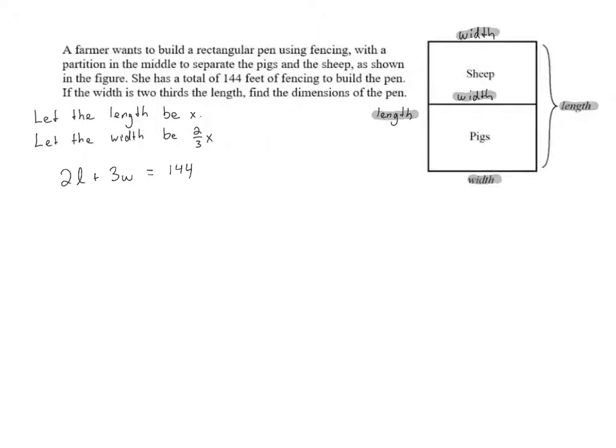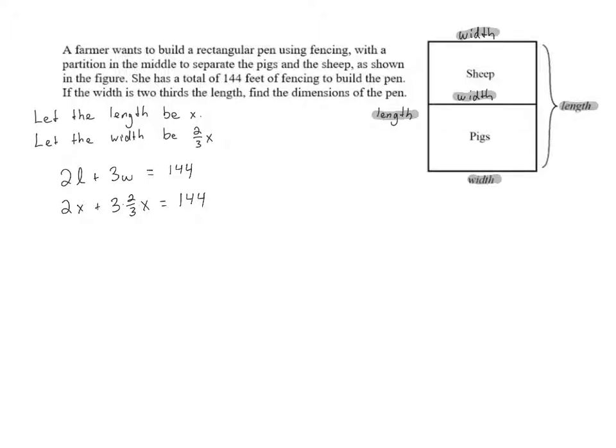And now what we're going to do is replace L and W with the expressions in terms of x. So we have 2 times the length. In this case, since the length is x, that's going to be 2 times x plus 3 times the width. Well, the width is 2/3 x, so this is going to be 3 times 2/3 x. And that's going to be 144.